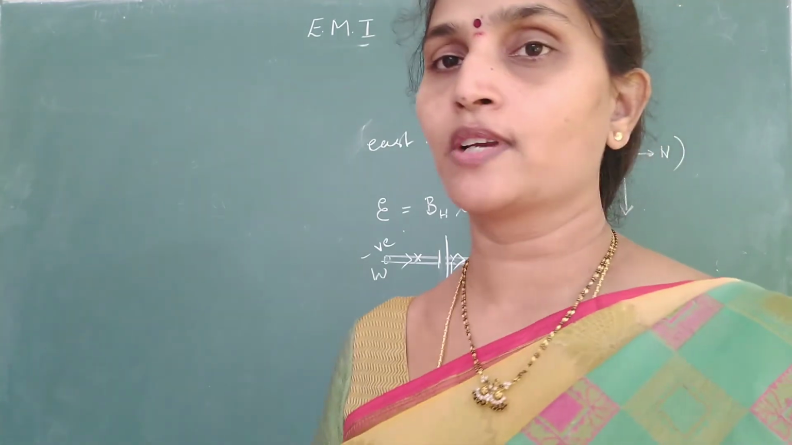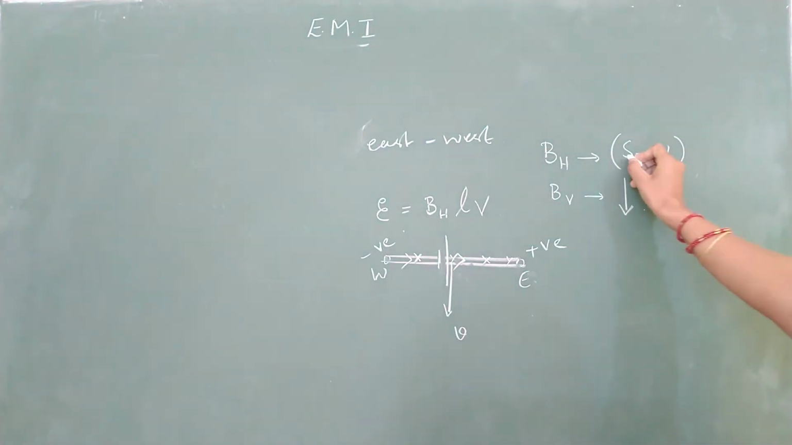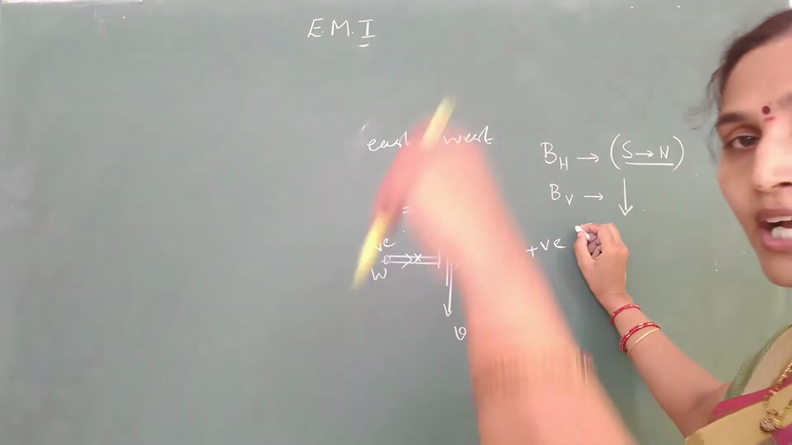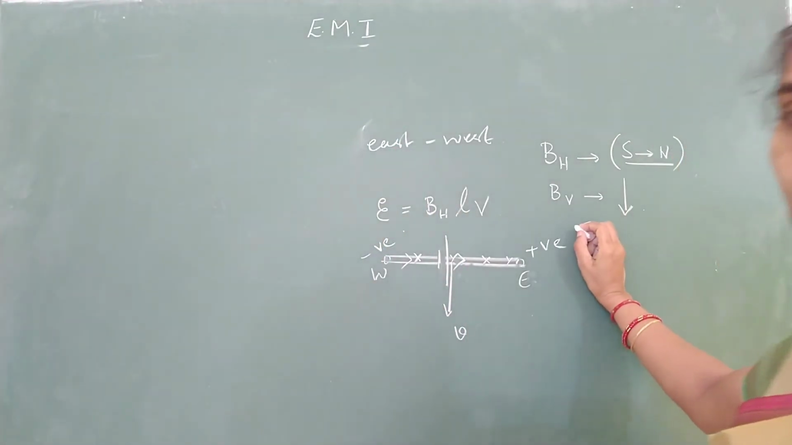For that, remember these two directions. The horizontal component is always from south to north, geographically. The vertical component will always act in the vertically downward direction.